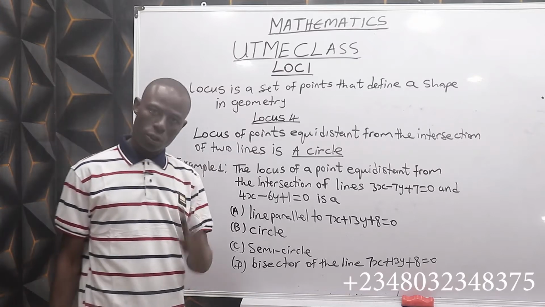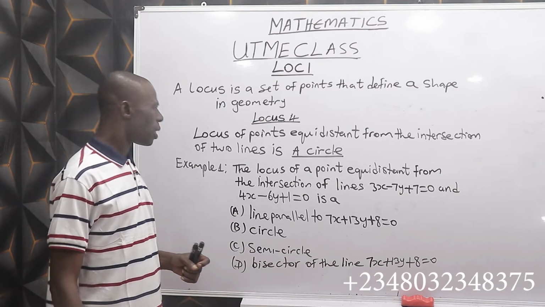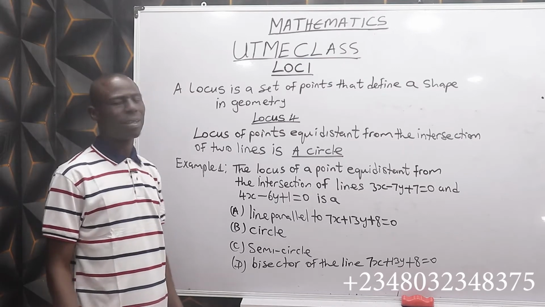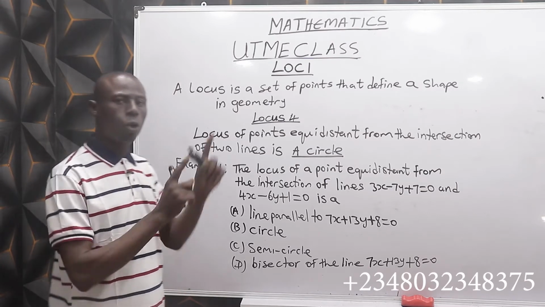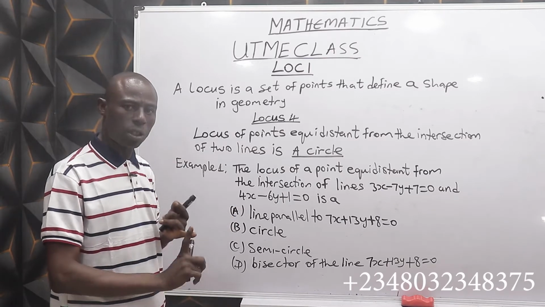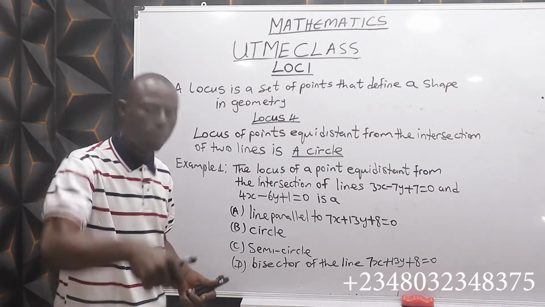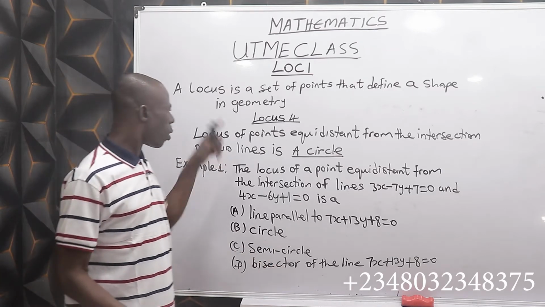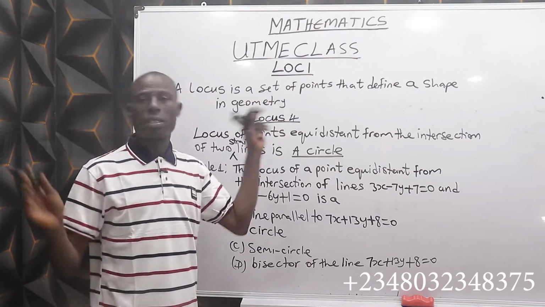Let's consider locus 4. This is a locus of points equidistant from the intersection of two lines. And that locus is said to be a circle. Remember, two loci now are giving us a circle. We have a locus that gave us a circle the other time, that's the locus of points equidistant from a fixed point. It gives us a circle. Also, the locus of points equidistant from the intersection of two straight lines is a circle.